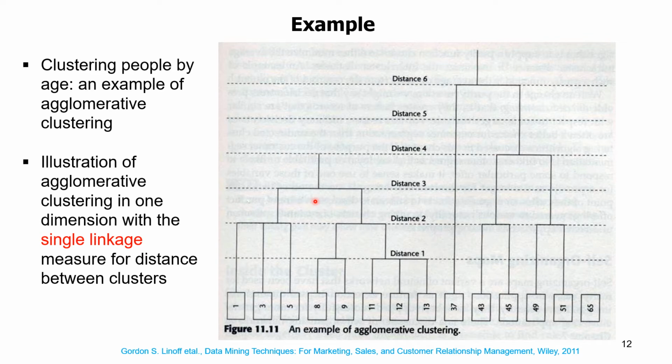And now in the distance 3 case, let's take a look at this cluster and this cluster. Again, we are using single linkage. So the distance between this cluster and this cluster is the distance between these two, which is 3. So we merge here. You repeat all the way to the top, and finally everything will be one cluster. So this is an example of agglomerative clustering with single linkage.